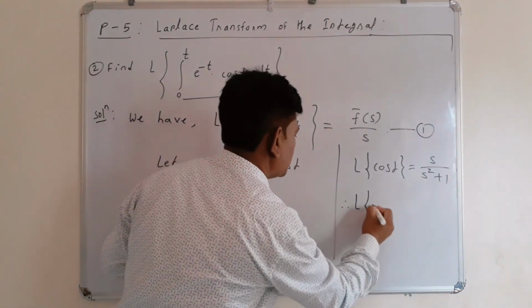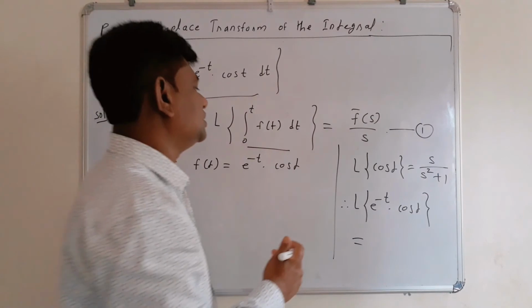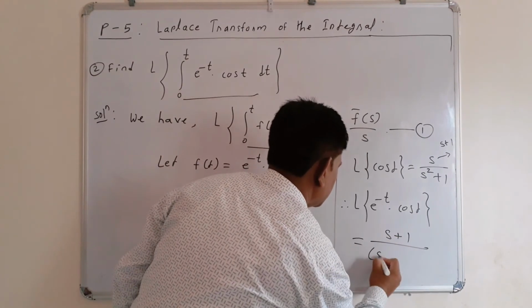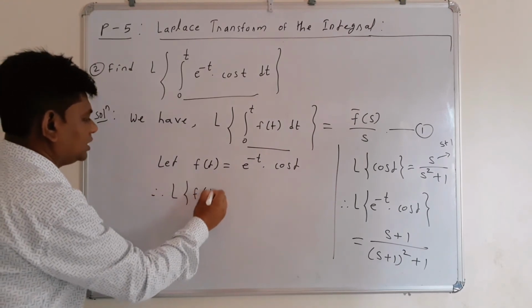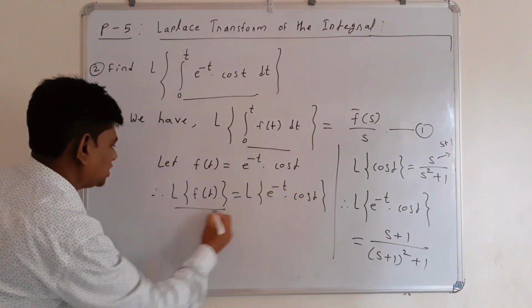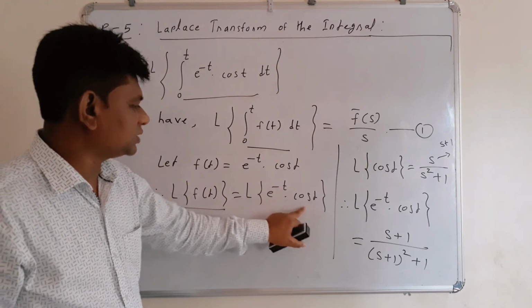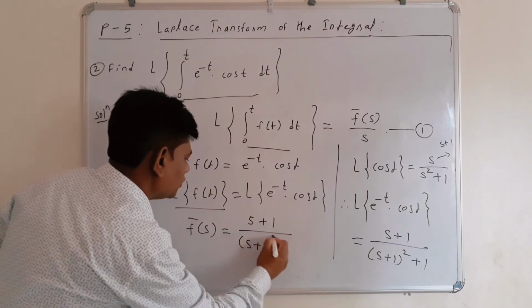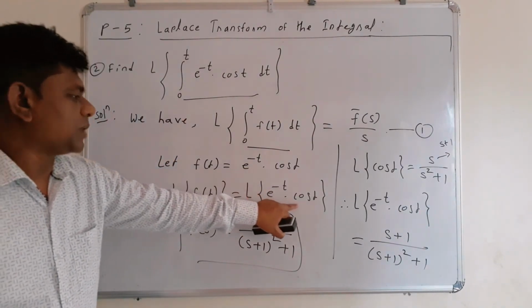Therefore the Laplace transform of e to the power minus t cos t, by using the shifting property, we replace s by s plus 1. The answer is s plus 1 upon (s plus 1) whole squared plus 1. So the Laplace transform of f(t), denoted by f bar(s), is equal to the Laplace transform of e to the power minus t cos t, which is s plus 1 upon (s plus 1) whole squared plus 1. So this is the Laplace transform of e to the power minus t cos t.